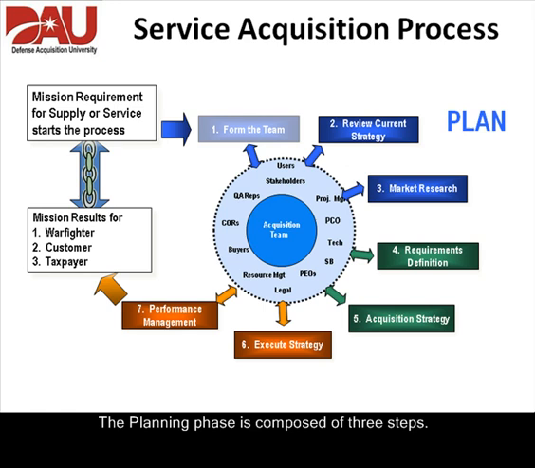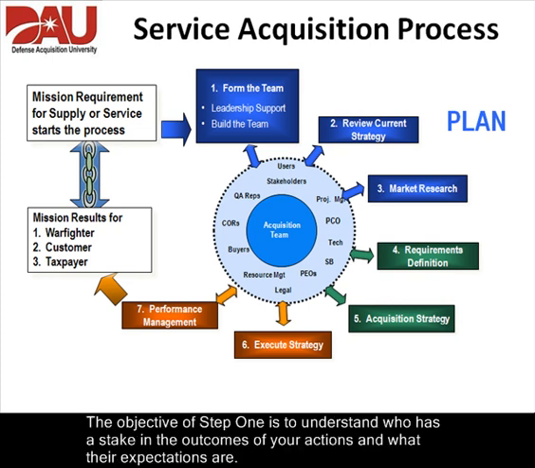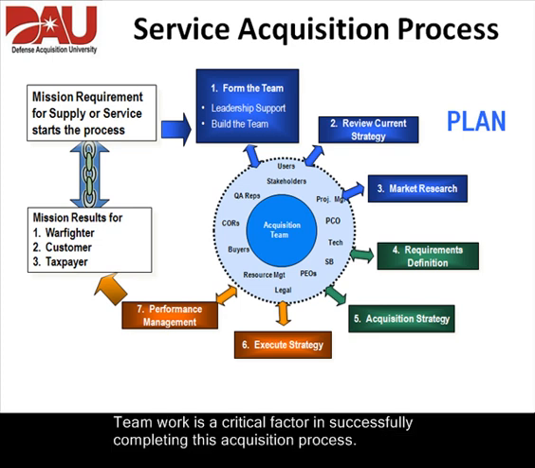The planning phase is composed of 3 steps. Step 1, form the team, requires getting the right people on the team and getting focused and organized. The objective of Step 1 is to understand who has a stake in the outcomes of your actions and what their expectations are. Teamwork is a critical factor in successfully completing this acquisition process.